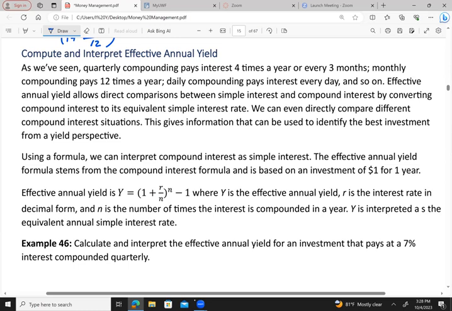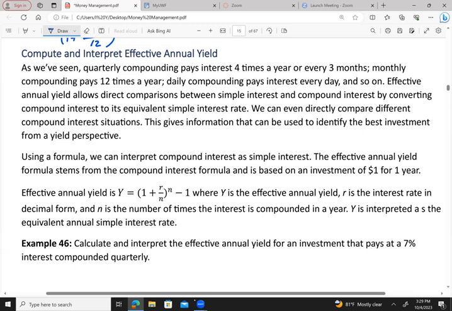Effective annual yield allows direct comparison between simple interest and compound interest by converting compound interest to its equivalent simple interest rate. We can even directly compare different compound interest situations. This gives information that can be used to identify the best investment from a yield perspective. Using a formula, we can interpret compound interest as simple interest.